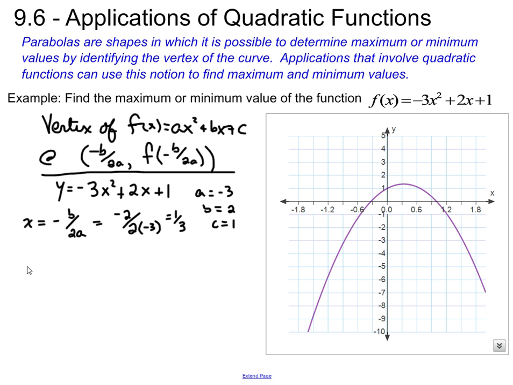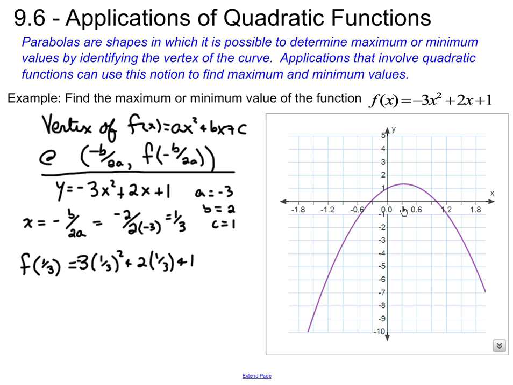All right, so if we want to find the actual maximum or minimum value of the function, we actually need to find the y-coordinate that goes with that. So we actually have to find f of 1/3 to see what's going to happen. So we're going to substitute that into our function and find negative 3 times 1/3 squared plus 2 times 1/3 plus 1, which should give us that particular y value.